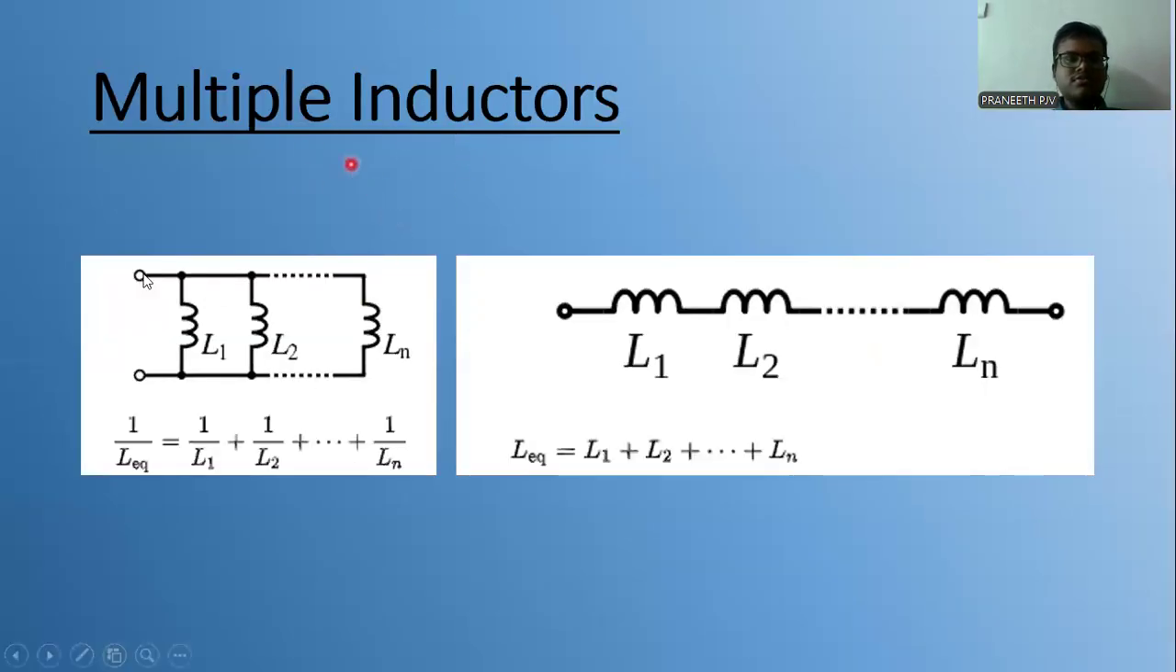Also, if we have multiple inductors, these are the formulas to be used. If the inductors are connected in parallel, 1 by L equivalent is given by 1 by L1 plus 1 by L2, and so on up to 1 by Ln. And if they are in series, we can just add the inductances.